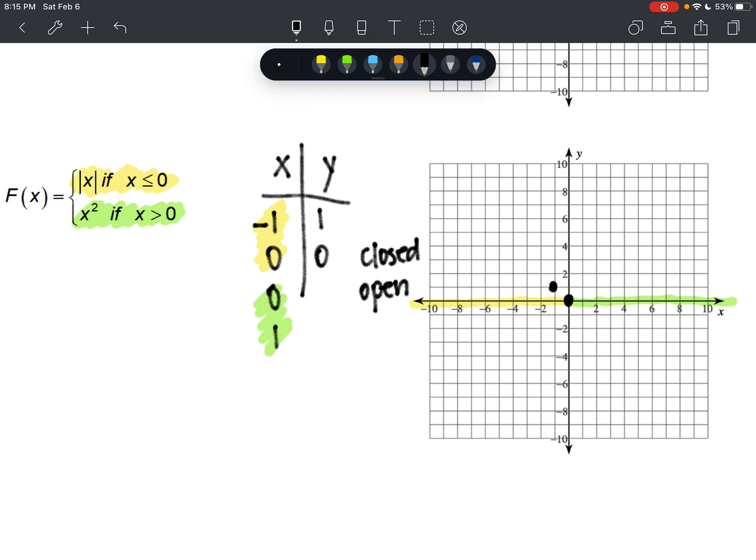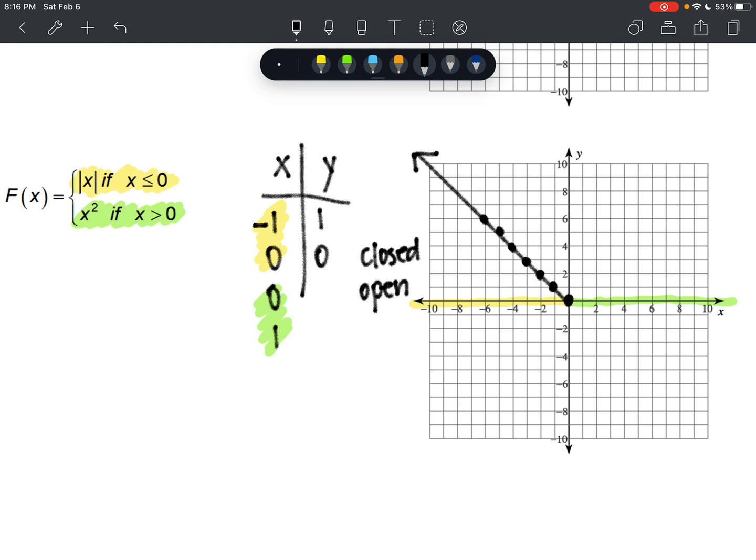I'm going to put -2 into the yellow function, I get a 2 out. Put a -3 into the yellow function, I get a 3 out. -4, 4, -5, 5, -6, 6. See, this is all the absolute value function right there, which is a straight line to the left of x equals 0.